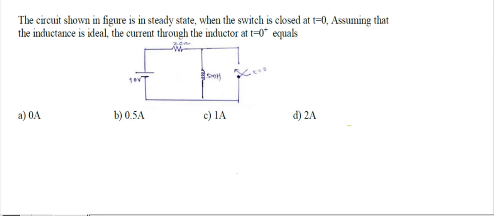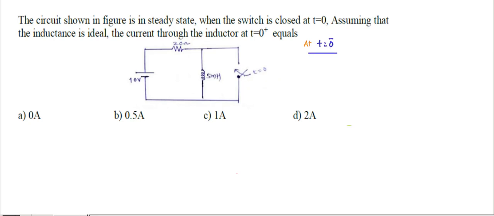The circuit shown in the figure is in steady state. When the switch is closed at t equal to 0, find the current through the inductor at t equal to 0 plus. You see here, at t equal to 0 minus, what happened? At t equal to 0 minus, what happens first?